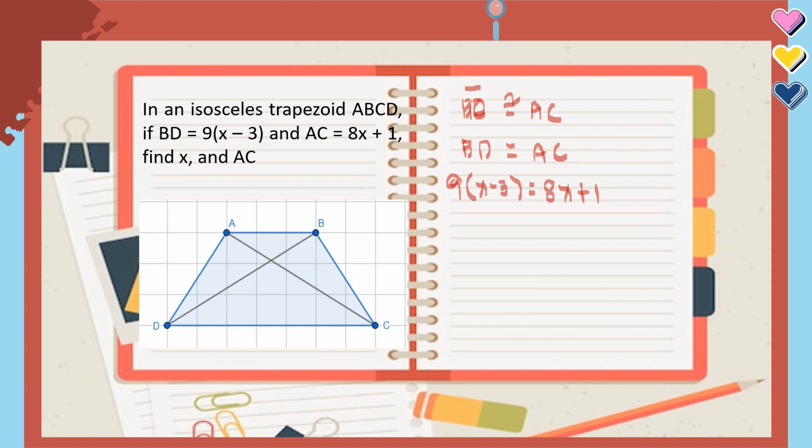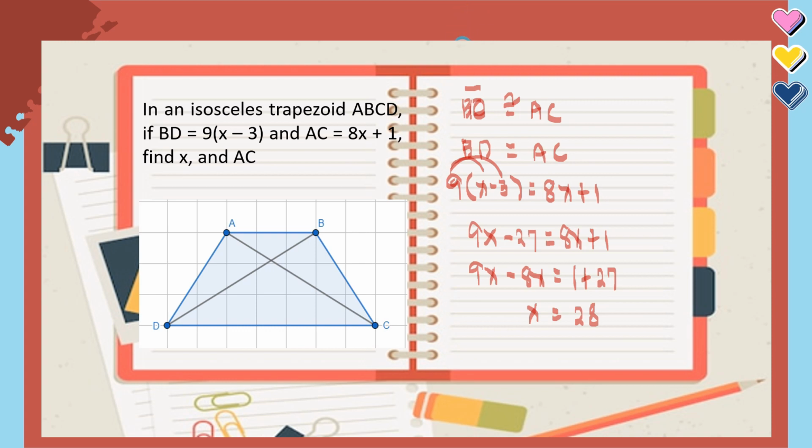By the distributive property of multiplication over addition, 9 times x is 9x, 9 times negative 3 is negative 27, equals 8x plus 1. So by transposition, 9x minus 8x equals 1 plus 27. 9x minus 8x is x, equals 1 plus 27, which is 28. So x is equal to 28.